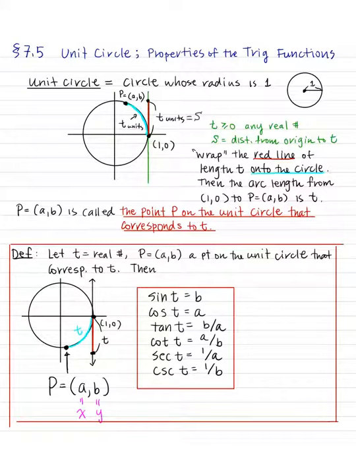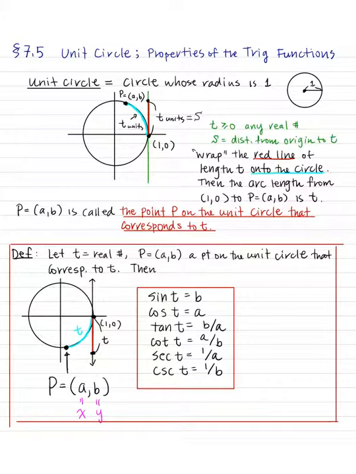So basically you're going to take that, pretend that red line is a string, and you're going to place it on the circumference of the circle. And the end point of that string, we're going to denote it by P, which is an ordered pair, a comma b. Alright, and it says a comma b is called a point P on the unit circle that corresponds to t.